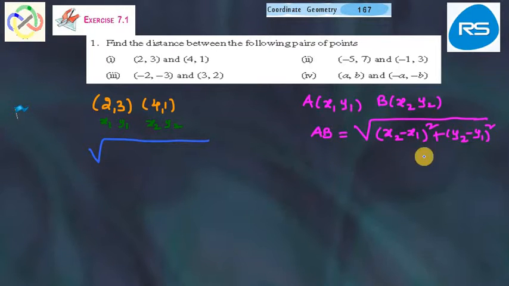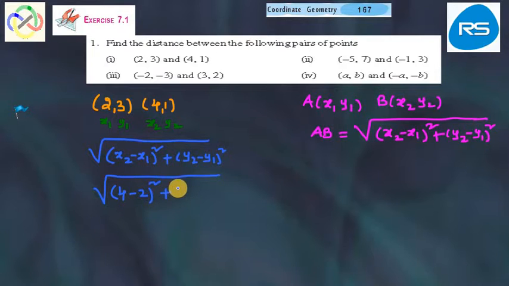The formula is x2 minus x1 whole square plus y2 minus y1 whole square. Just substitute the values. What is x2 here? 4. So 4 minus x1, x1 is 2 here, whole square, plus y2 minus y1. y2 is 1, so 1 minus y1, y1 is 3 here, whole square.